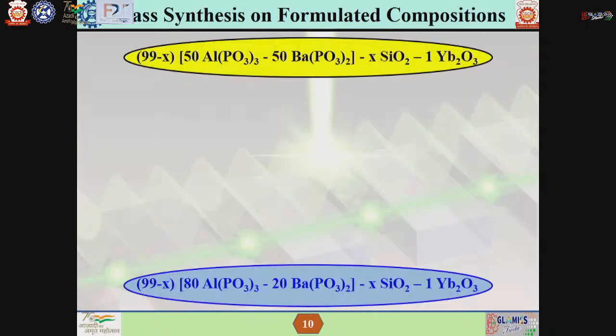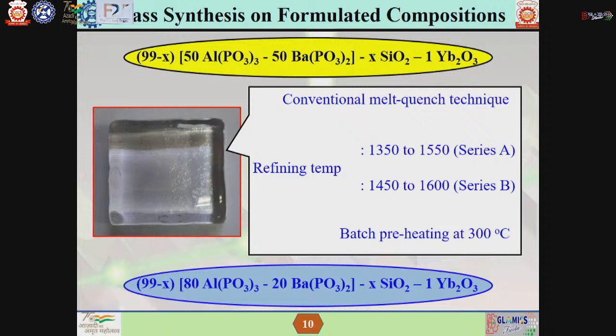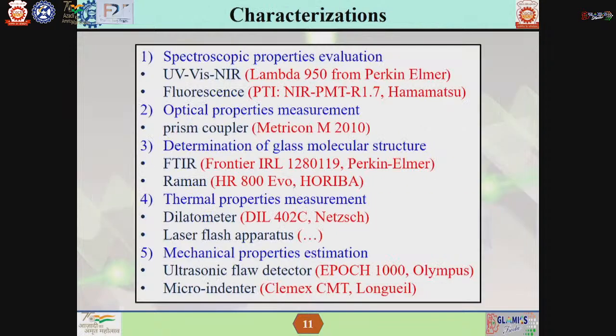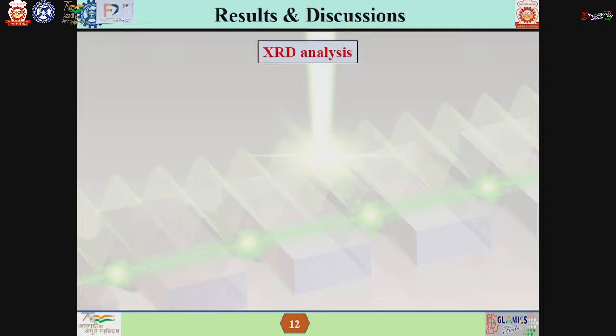So we have formulated two compositions. One is within the range of commercial phosphate glasses, and another was outside this composition range. Here we have purposefully maintained a high alumina percentage, and the conventional melt quench technique was employed to prepare the glasses. This characterization we have done to estimate and comparatively study the required properties.